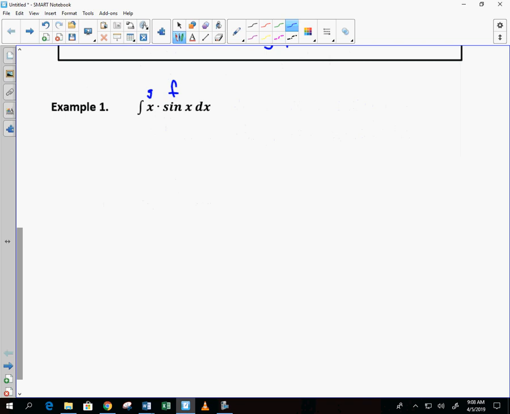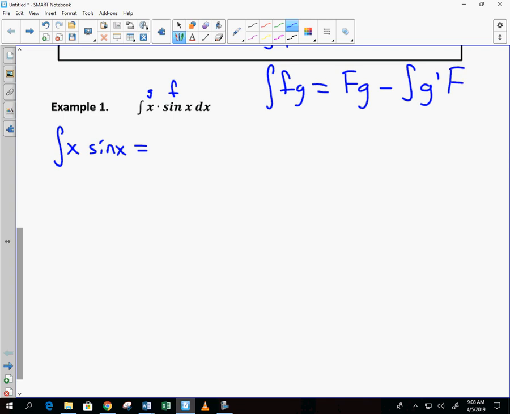Is everybody okay with that first step? So I have the integral of x sine of x is equal to, and I look at my rule for integration by parts. Integral of fg is equal to big F g minus the integral of g prime big F. That's the rule that I use. We didn't make it up. I proved it for you right on the board. It took a whole 3 lines.